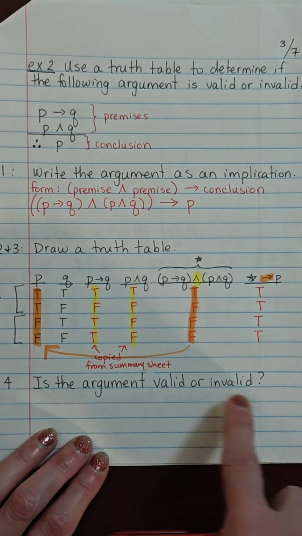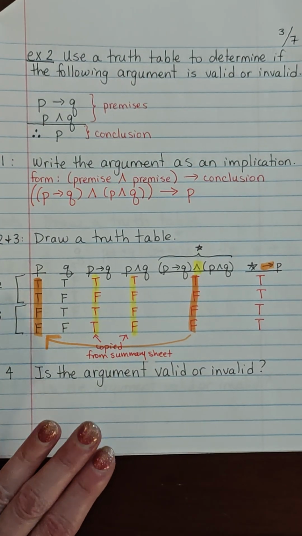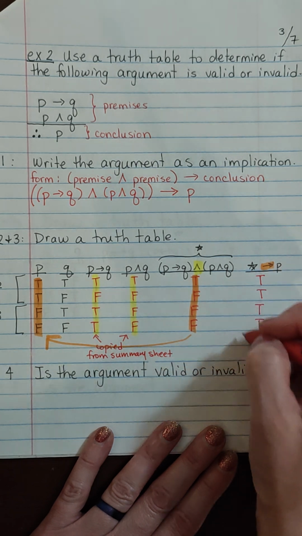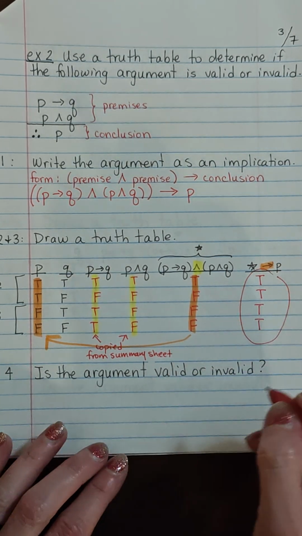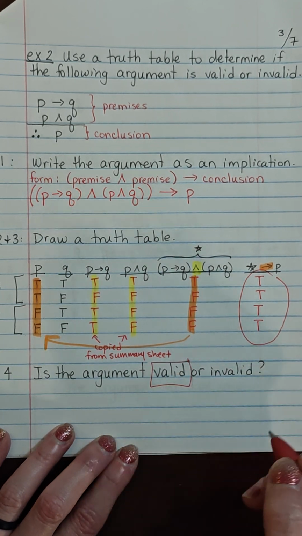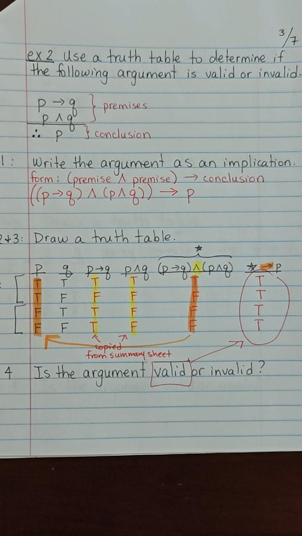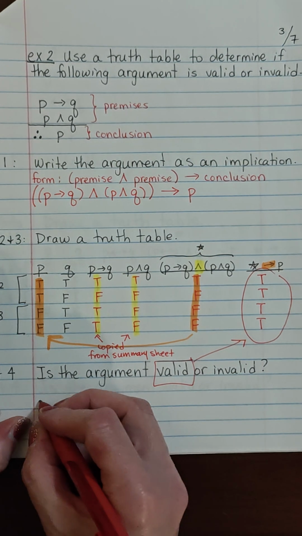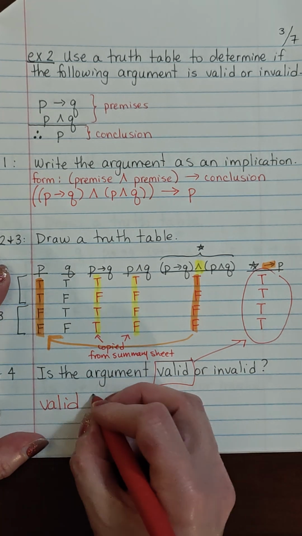Now, lastly is part 4, and it just says, is the argument valid or invalid? We're going to look right here. Boom, right there. That column of all trues, that last column being all true, a tautology, is whispering little sweet nothings to you and telling you that the argument is valid because that last column is all true.